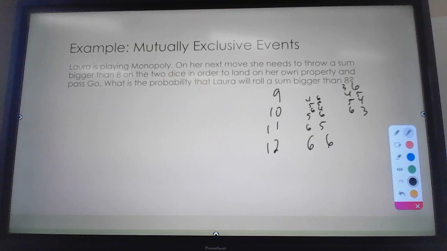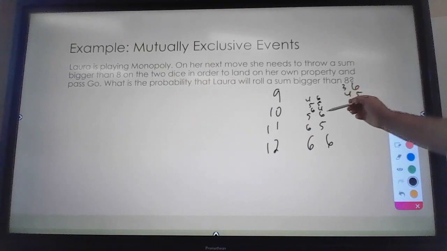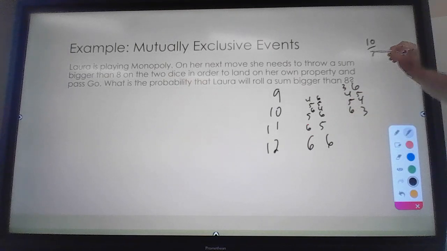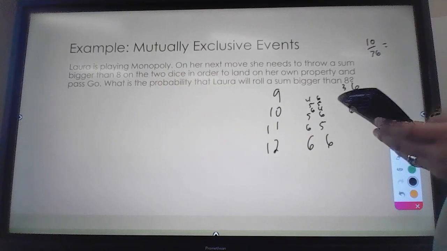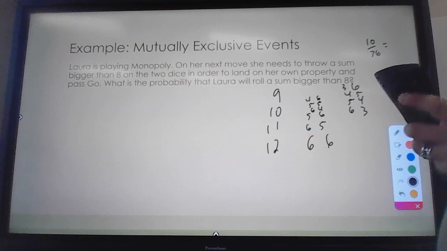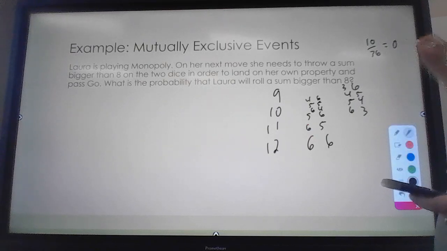What is the probability that Laura will roll a sum bigger than 8? So any of these out of 36, right? This is one where maybe a sample space would be a little bit easier to utilize. So that's 1, 2, 3, 4, 5, 6, 7, 8, 9, 10. That's 10 out of 36, which is about 0.28, a probability of 0.28.